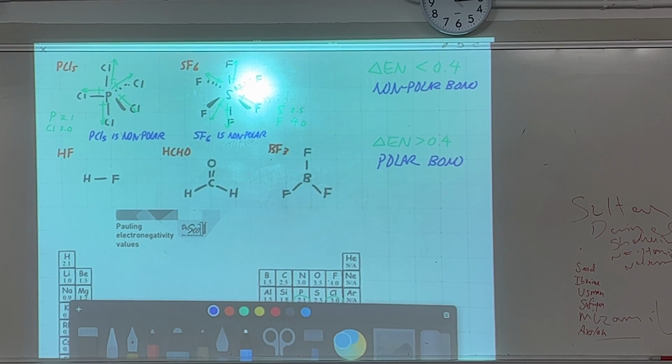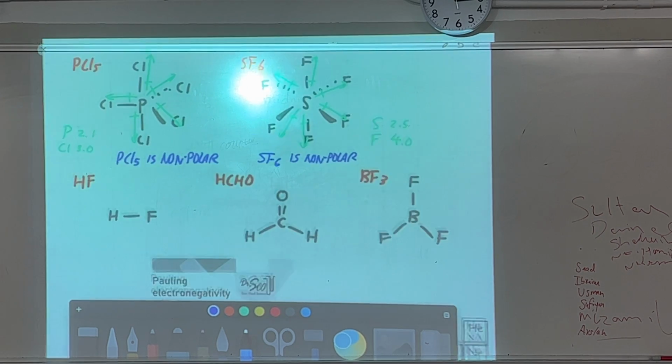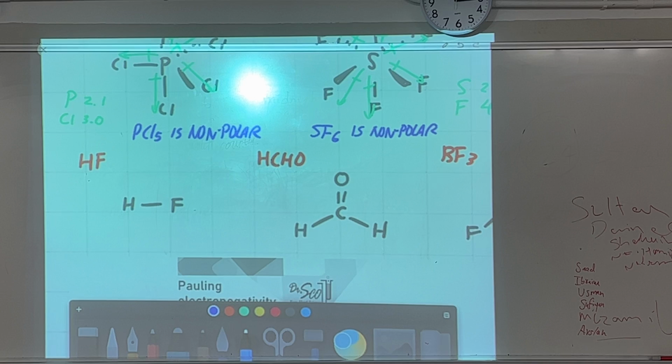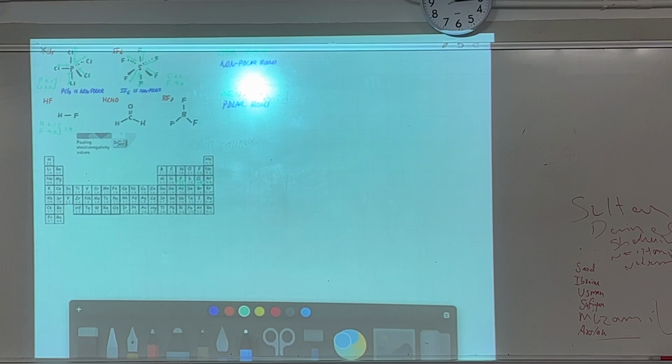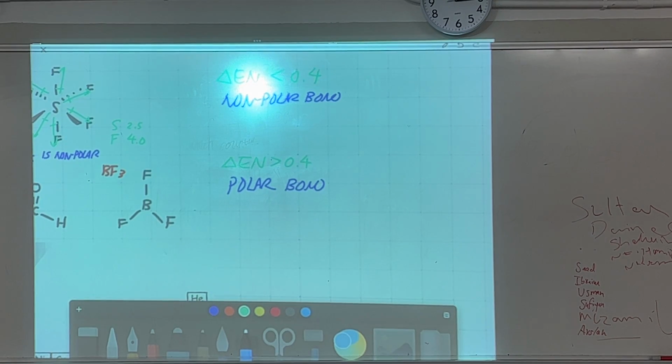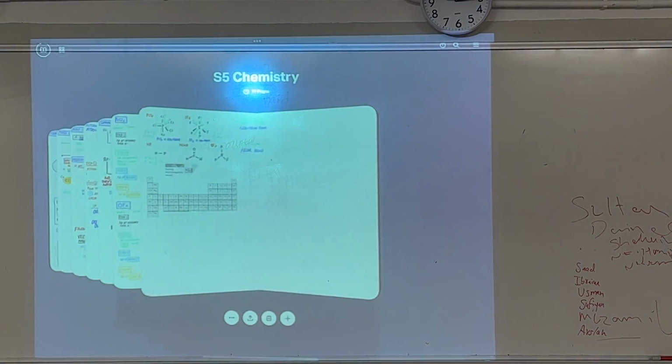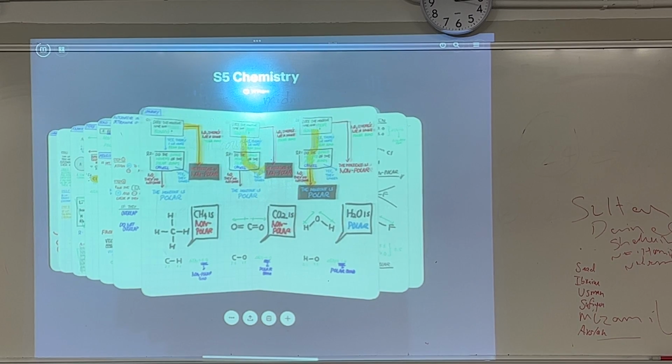Okay, what about HF? Is it polar or non-polar? Polar. Okay, and just now Sarah raised a question. Not sure if all of you have seen. When you plug the values in, what is the difference? It's 1.9. Do you notice something odd? 1.9 is a very large electronegativity difference. You will think that it is ionic.